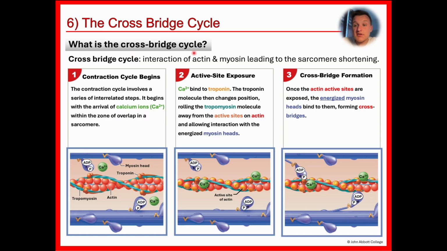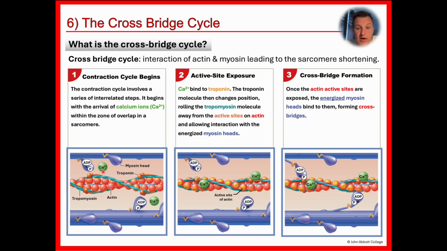What is the cross bridge cycle? Now I'm going to go through the steps of how this occurs. The contraction cycle involves a series of interrelated steps. It begins with the arrival of calcium ions within the zone of overlap in the sarcomere. Here in purple, you see the myosin, you see another myosin on top. Here's the actin in between. In the first step, you have the arrival of calcium. Remember where calcium came from? The sarcoplasmic reticulum. It released all of that calcium.